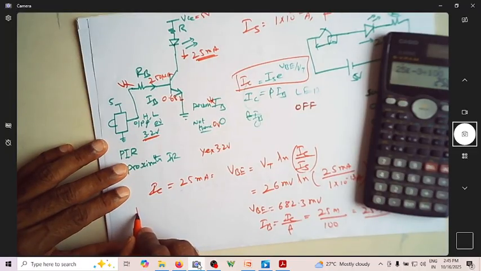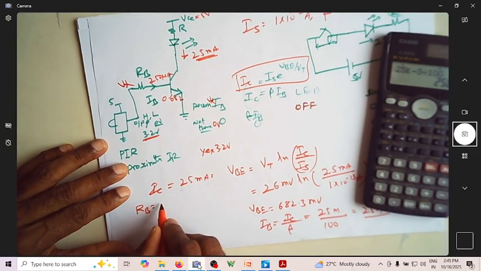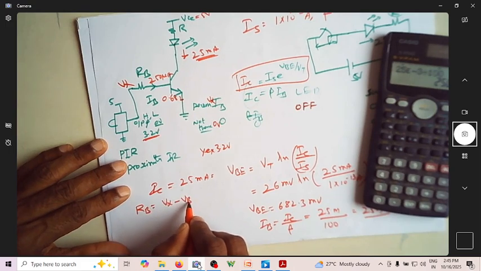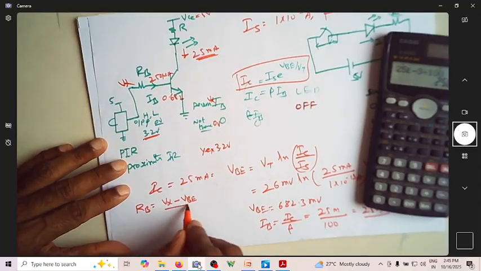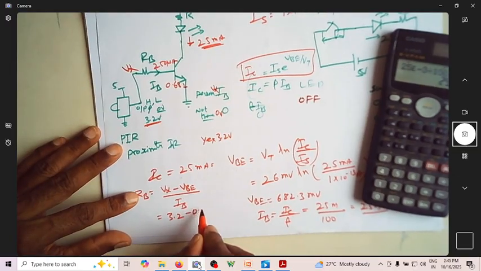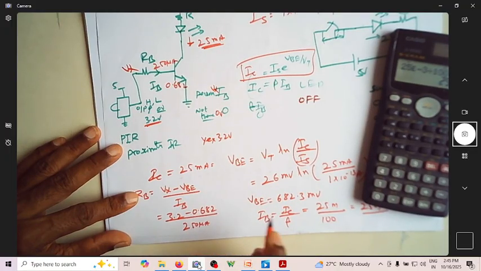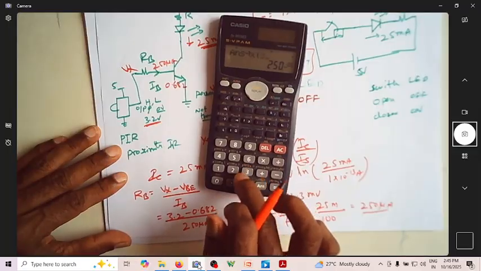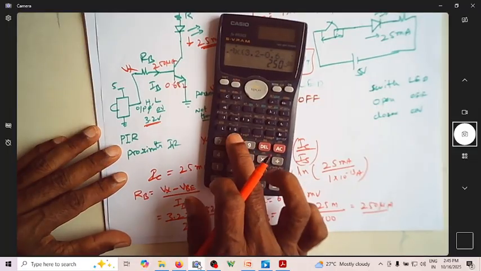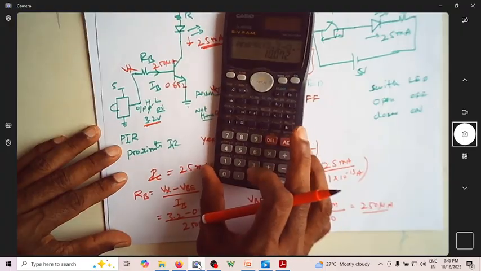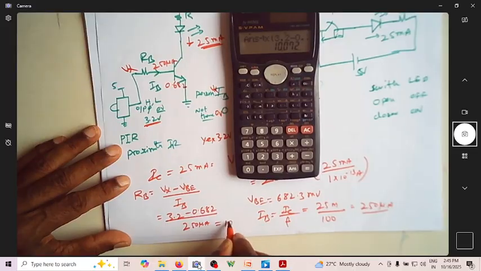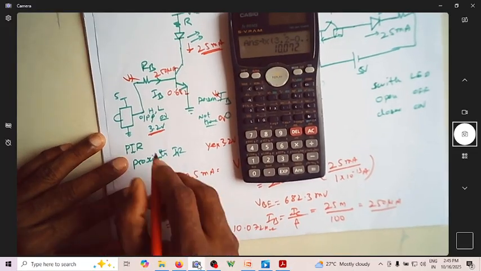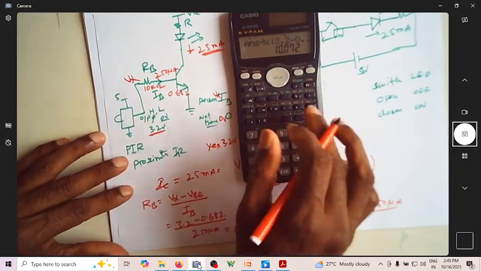So now can we write what RB is? RB is equal to Vx minus VBE, where Vx is this voltage and VB is this voltage, divided by IB. So can I write it as 3.2 minus 0.682 by 250 microampere. That is the whole inverse into 3.2 minus 0.682. Can you see now this comes out to be 10 kilo ohm. So this is 10.072 kilo ohm. So you require 10 kilo ohm as the resistance.